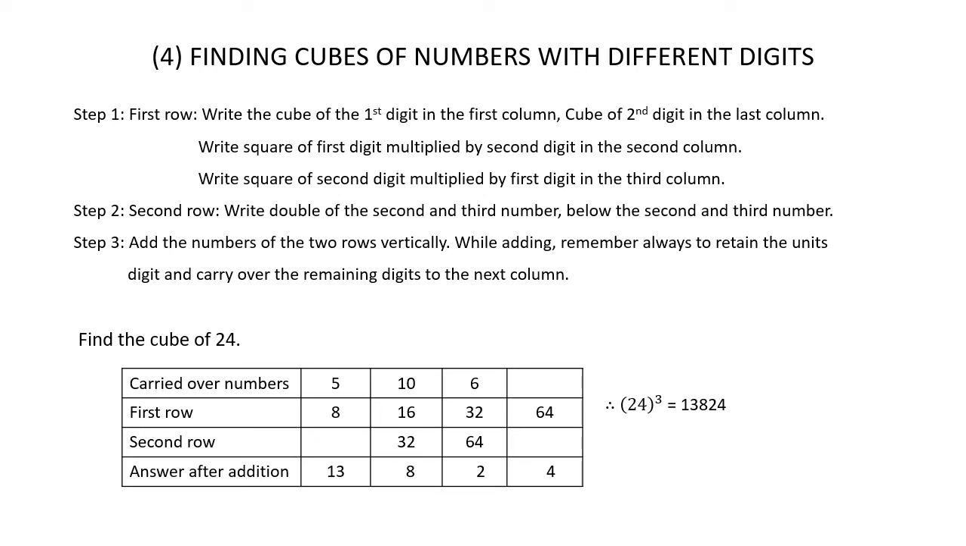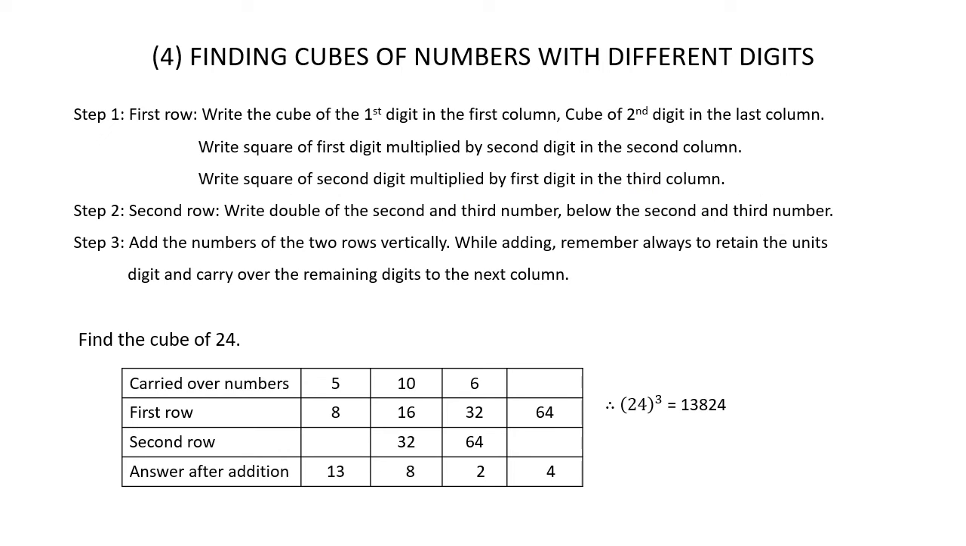The cubes of numbers with different digits can be found out in 3 simple steps. In step 1, write the cube of the first digit in the first column and the cube of the second digit in the last column. Next, write the square of the first digit multiplied by the second digit in the second column. Next, write the square of the second digit multiplied by the first digit in the third column.